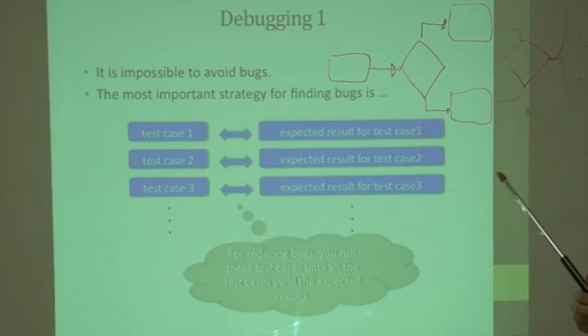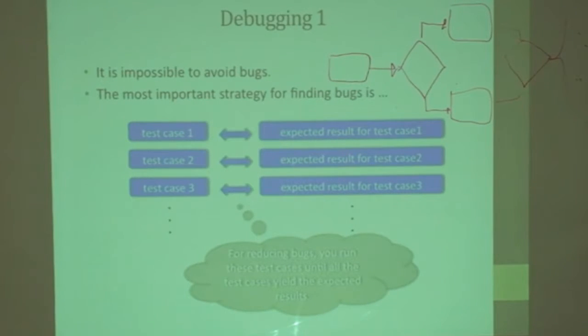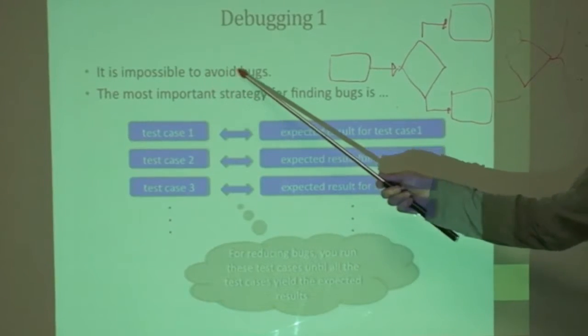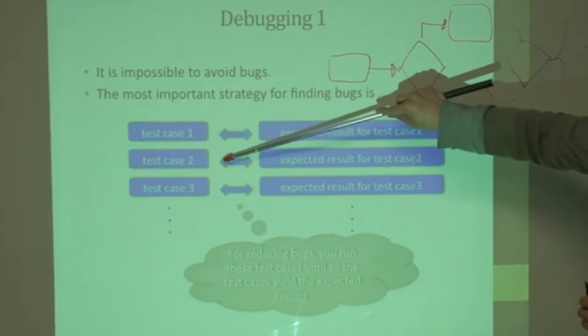So maybe the word bugs means unexpected results. Yes, unexpected results. If you find an unexpected result, you check these test cases.